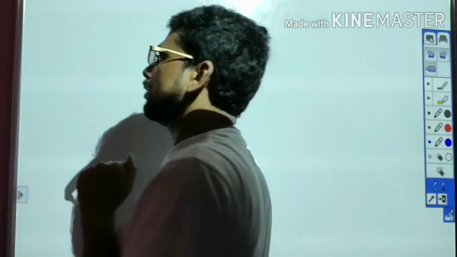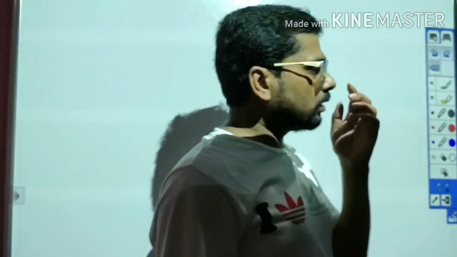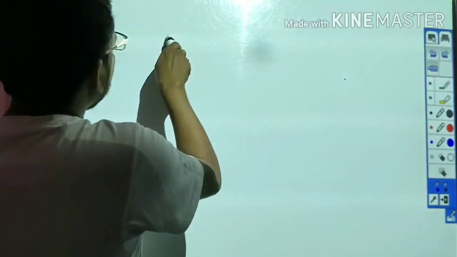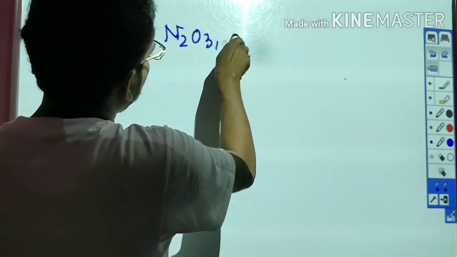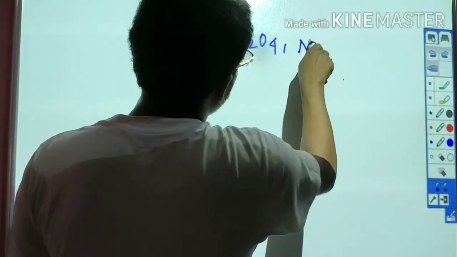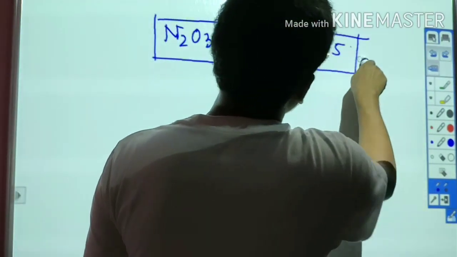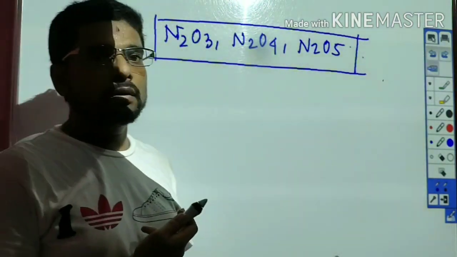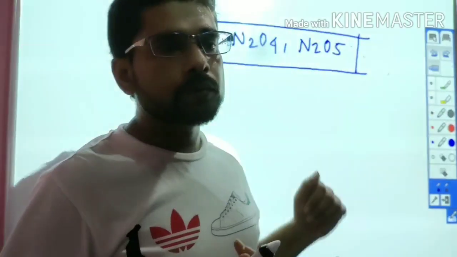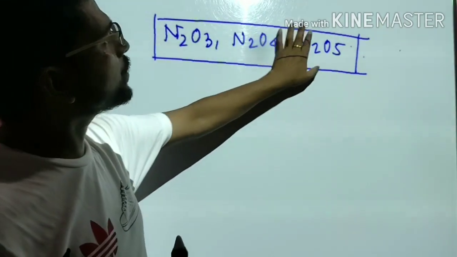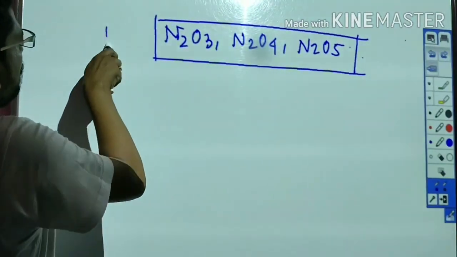Now let me show you some other structures like N2O3, N2O4, N2O5. In class 12, in group 15, you have to draw the oxides of nitrogen. I will give you a simple trick to draw the different oxides of nitrogen. How to draw?